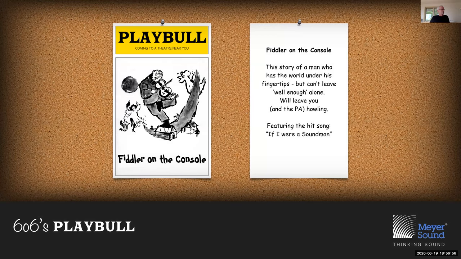What's this say here, Fiddler on the Roof? This was from Bob McCarthy. It was a version of Playbill that he created. Okay, Fiddler on the Roof. Yeah, I thought it was cute because Fiddler on the Console is the story of the man who has the world under his fingertips but can't leave well enough alone and will ultimately leave you and the PA howling. I'll just have to say, it's a little negative, isn't it? It's a little pissy on people who mix, because if that's your world and everything else, then maybe change your track.